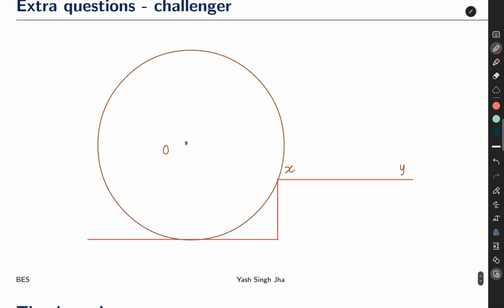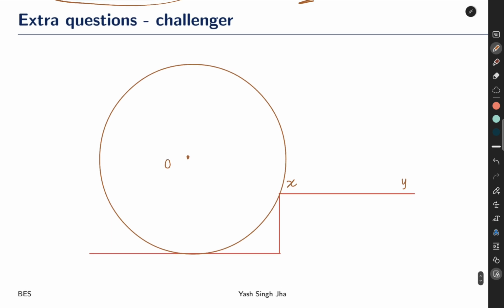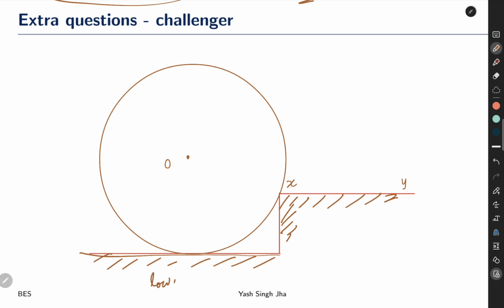There is one last question which I found to be very interesting, which is there is a stair. And there is a roller or a ball or whatever. It is on the lower step. And I want to take this roller or ball or whatever to the upper step.